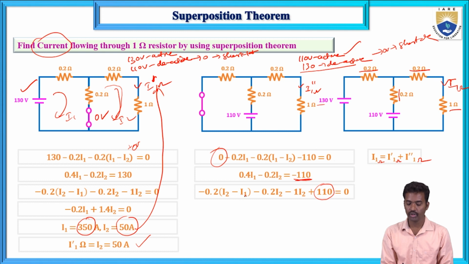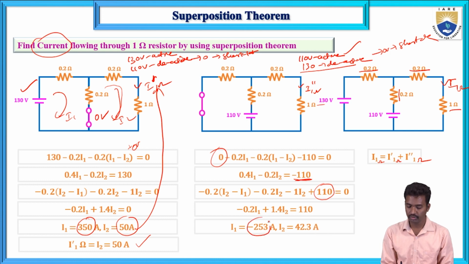Minus 0.2 I2 minus I1, that is minus 0.2 I2, and minus 1 ohm plus 110 volts equals 0, so minus 0.2 I1 plus 1.4 I2 equals 110. If you solve these two equations, you will get I1 and I2. I1 equals minus 253 and I2 equals 42.3.